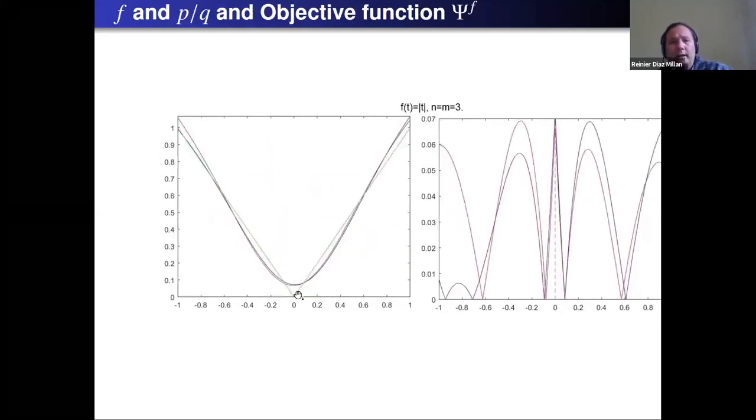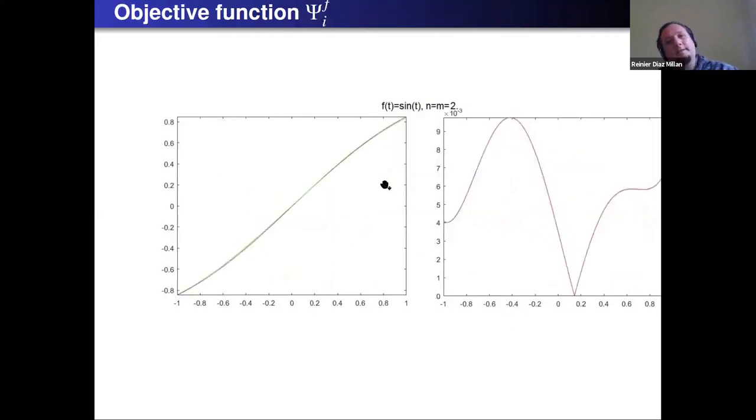Here is the function absolute value of t in green, and the two approximations. These functions are p, like here, f and p over q. Okay, and here is again the function that we want to minimize, the maximal deviation function. Okay, the same for sine of t. Of course, both algorithms have very similar behavior, and they both approximate very well the function sine of t.